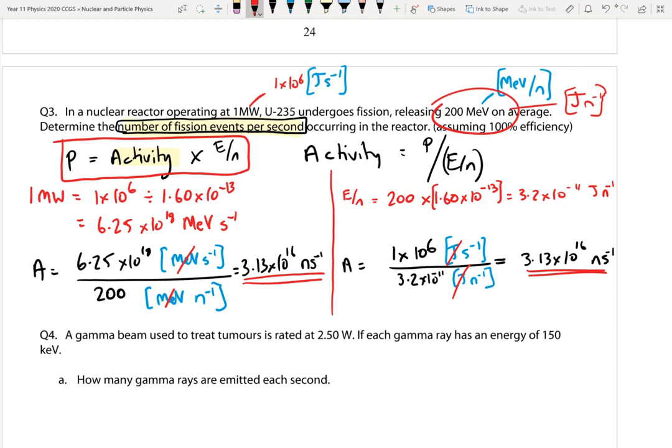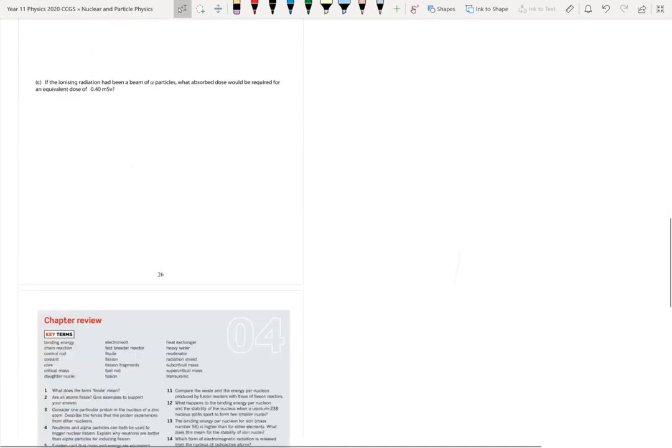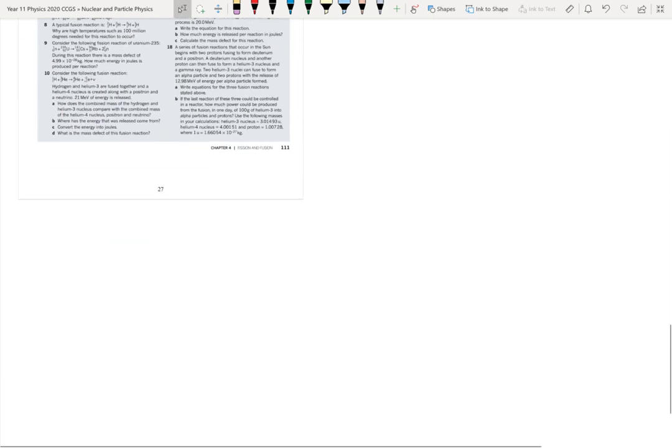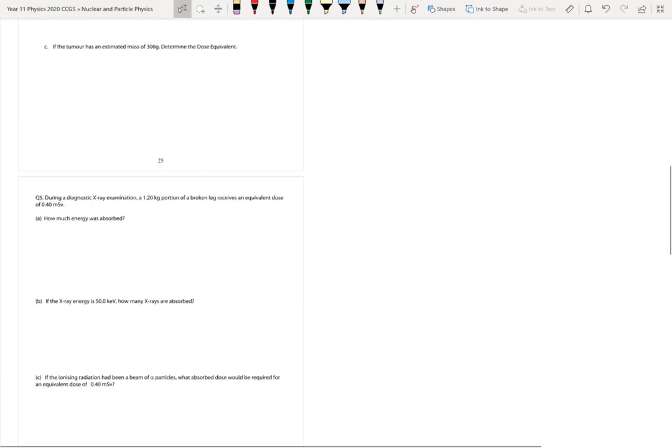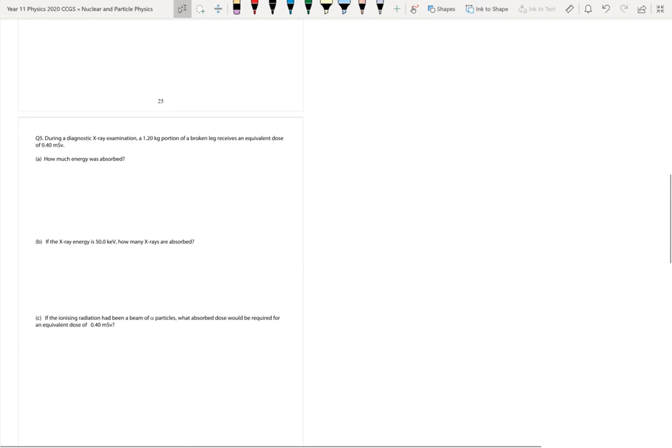Just before we go on, do we have any room at the back of the booklet? Back page? Just go to the back page because I want you guys to work on questions 4 and 5 on your own.